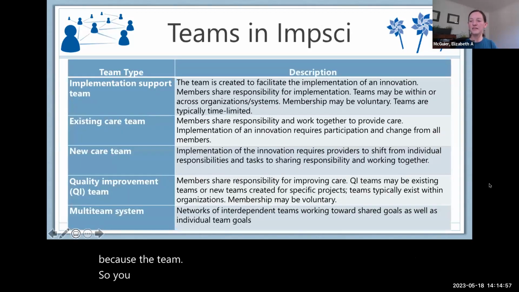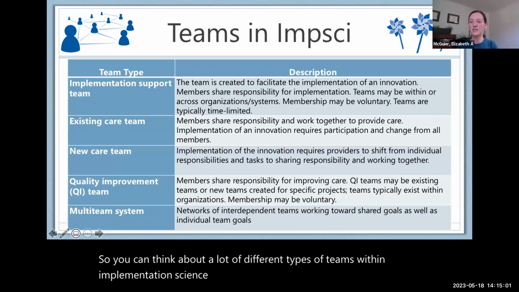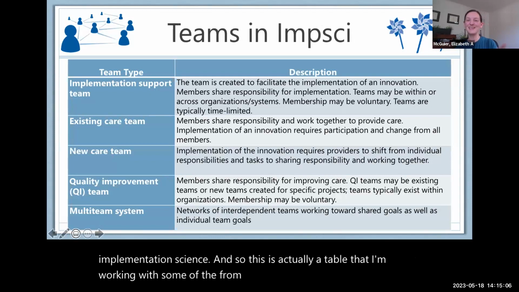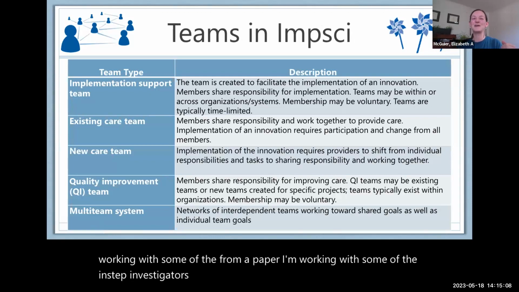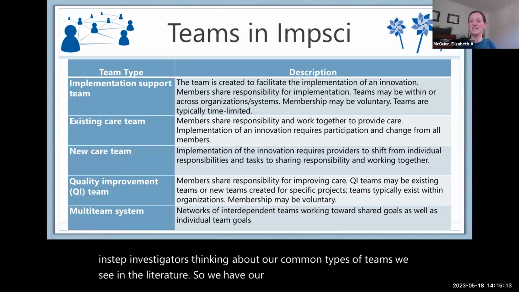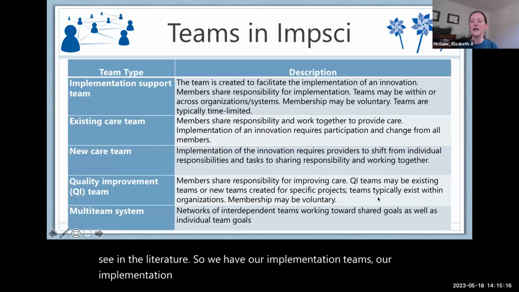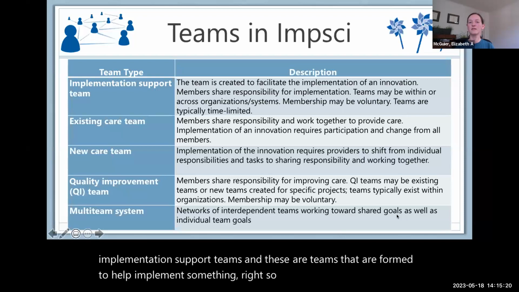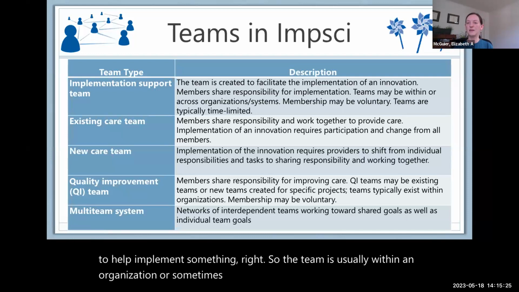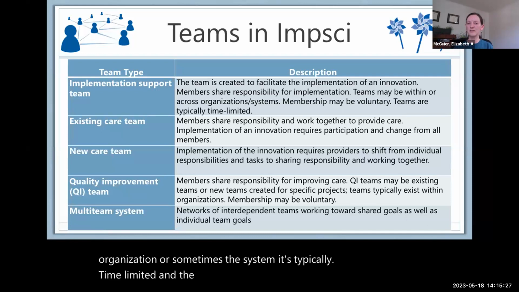So you can think about a lot of different types of teams within implementation science. And so this is actually a table from a paper I'm working on with some of the InStep investigators, thinking about the common types of teams we see in the literature. So we have our implementation teams or implementation support teams. And these are teams that are formed to help implement something, right? So the team is usually within an organization or sometimes the system. It's typically time limited, and the members share the responsibility for implementing a new practice.